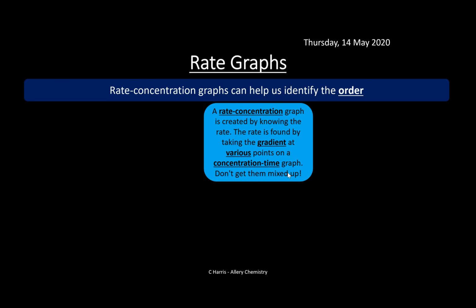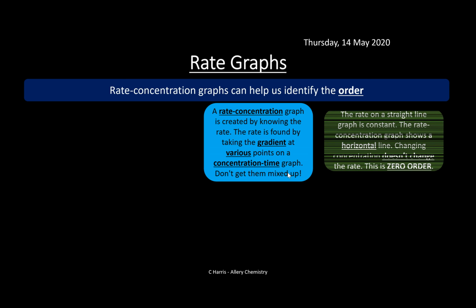So a rate concentration graph is created by knowing the rate, like I said. So you take the rate across your graph, and that's obviously found from the gradient at various points on the graph. So we don't want to get these mixed up.